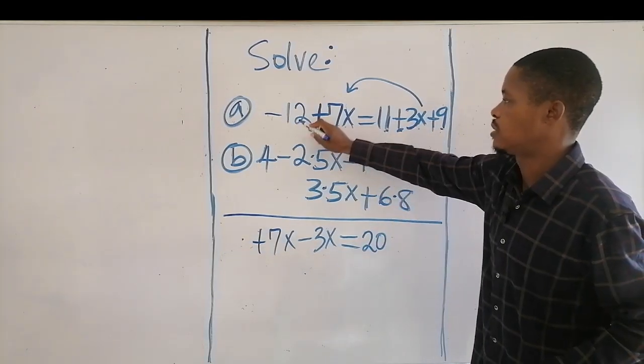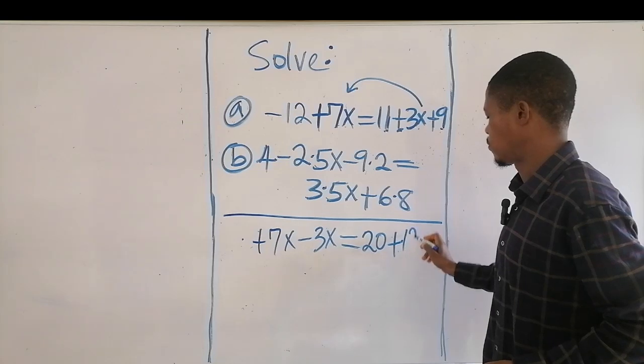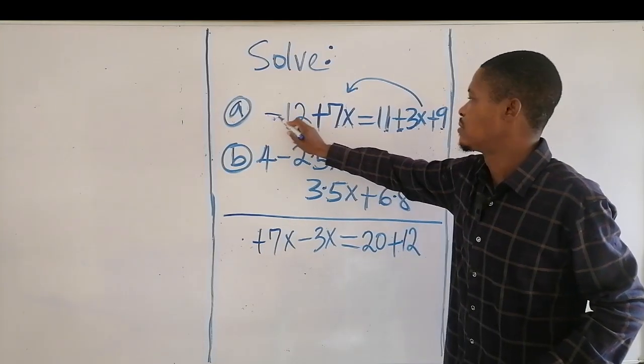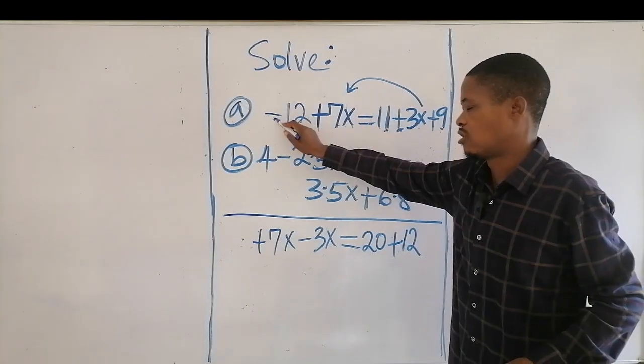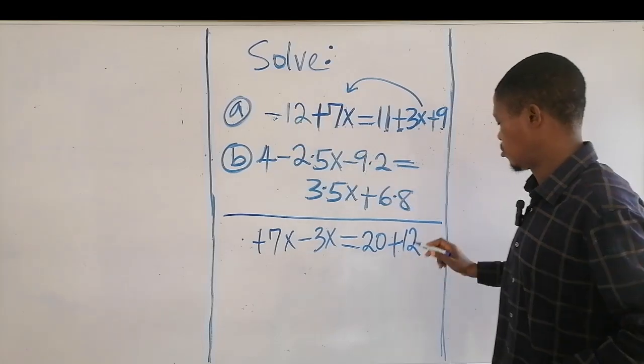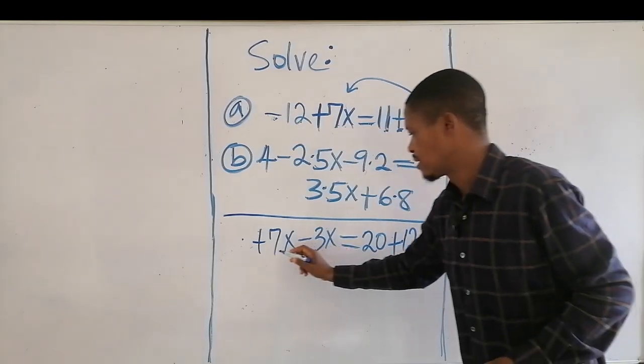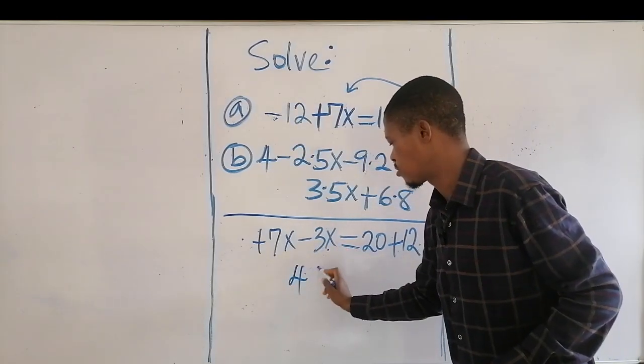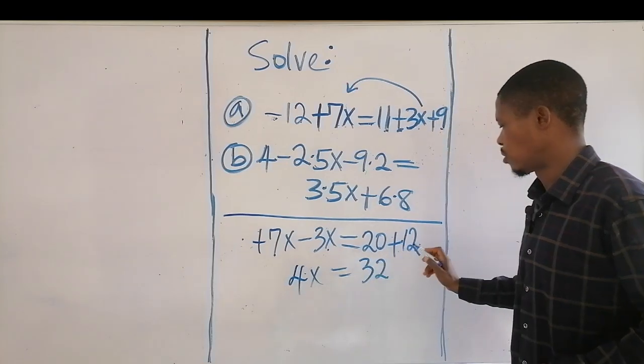Okay, this minus 12 goes to the other side. That's plus 12. When you shift a negative over an equal sign, that minus will change to plus. So that's plus 12. So we now have 7x minus 3x, that's 4x, equal to what? 32. 20 plus 12 is 32.